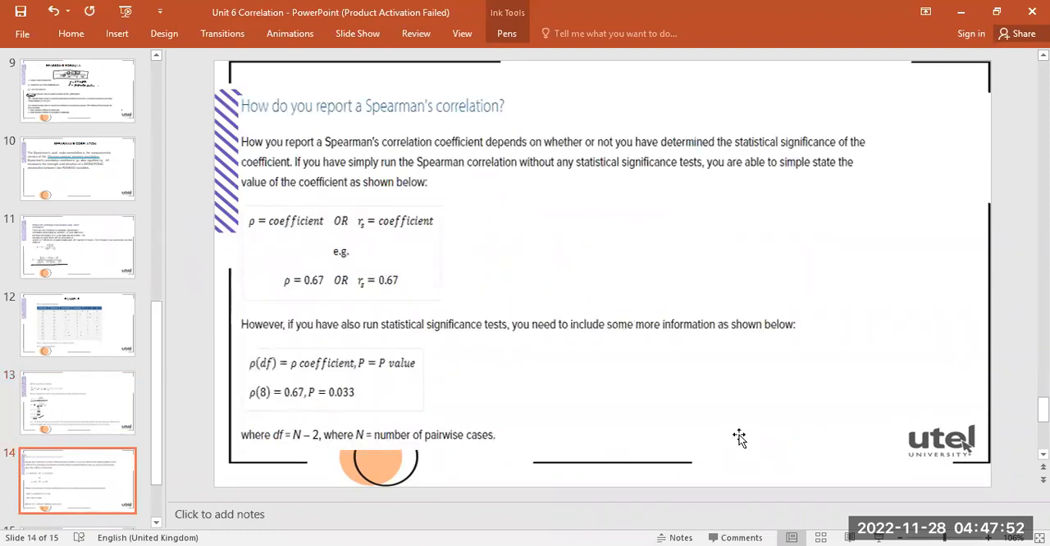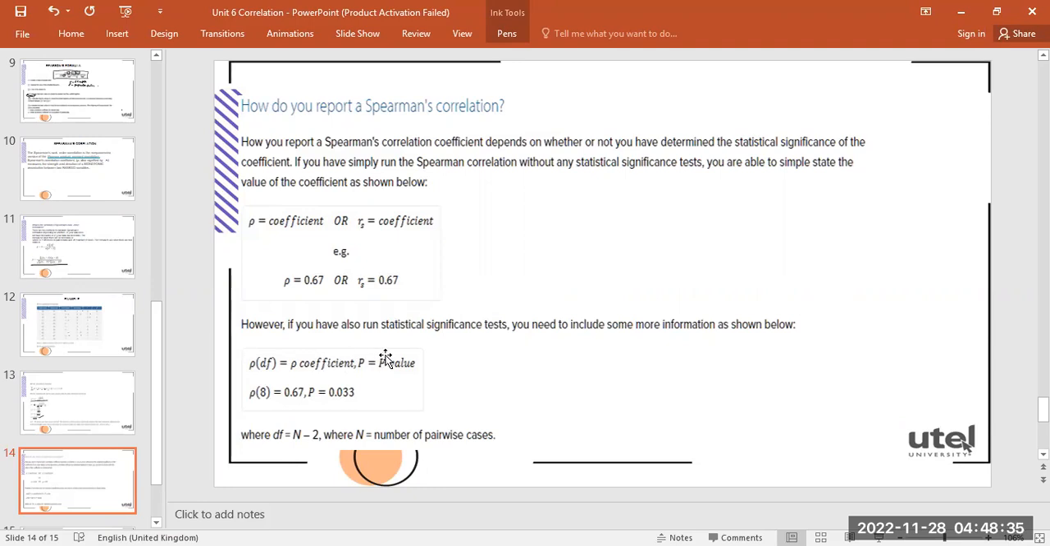Now, basically, how do you report that? Here we said how you report the Spearman correlation coefficient depends on whether or not you have determined the statistical significance of the coefficient. If you have simply run the Spearman correlation without any statistical significance test, you are able to simply state the value of the coefficient as follows. In other words, rho is equal to the coefficient, or r sub s equals the coefficient, e.g. rho equals 0.67 as we obtained, or r sub s equals 0.67. So this is how you just write it statistically, if you have not carried out any statistical significance test.